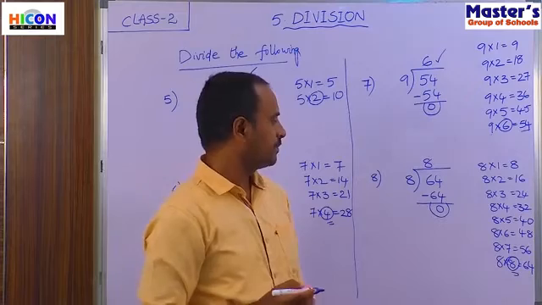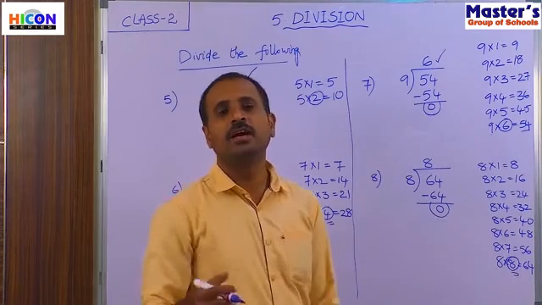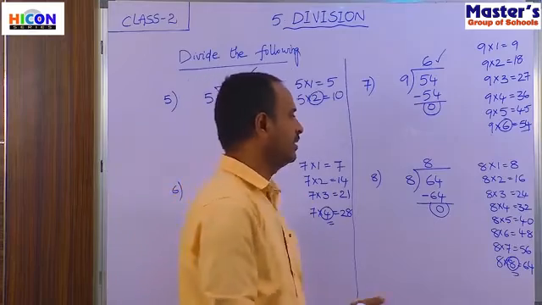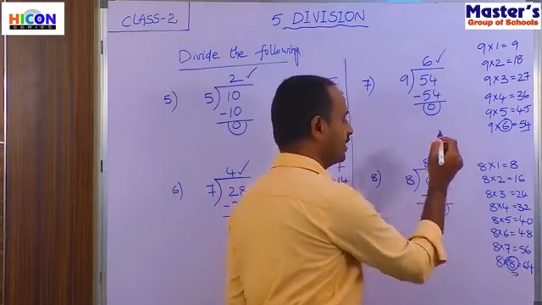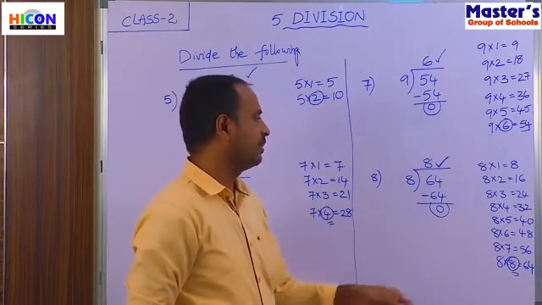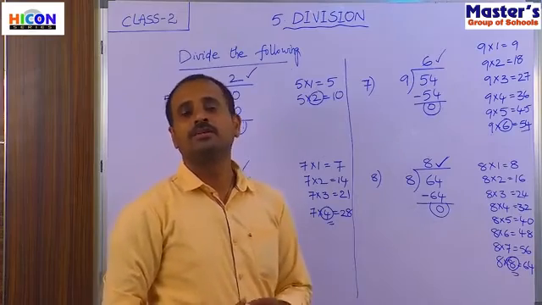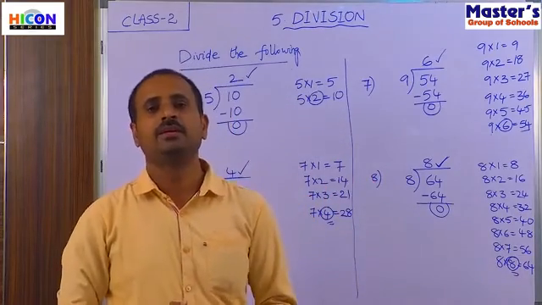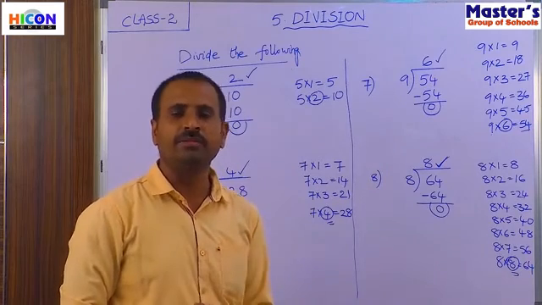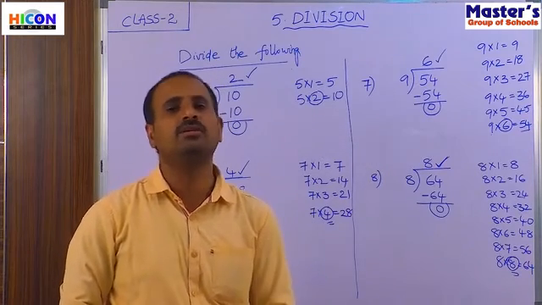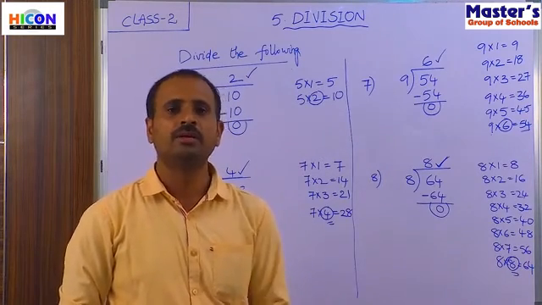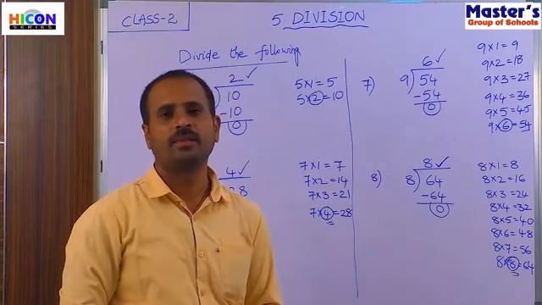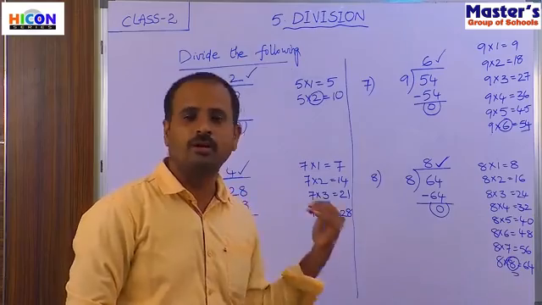Children, in this way, we continue the division until we get 0. What is the answer here? The answer is the quotient. What is the quotient? 8. So the answer is 8. And what is the remainder? The remainder is 0. In this way we can do divisions using the long division method. You can do this method very easily if you know the tables thoroughly. So first learn the tables from 1 to 10 thoroughly, then you can easily do these divisions. Now let us go to the next topic in this chapter.